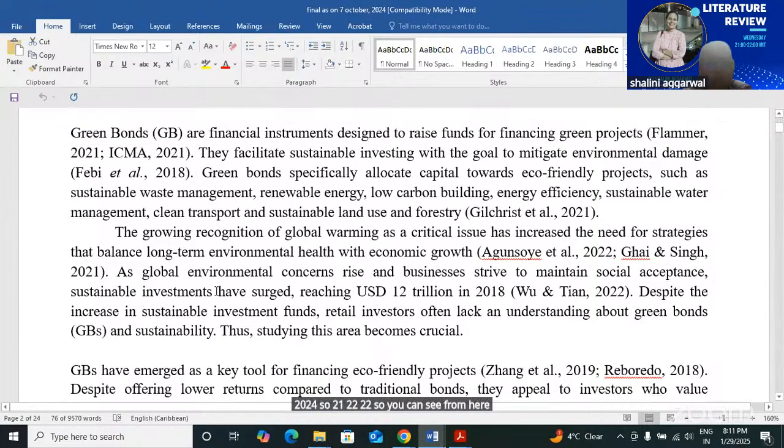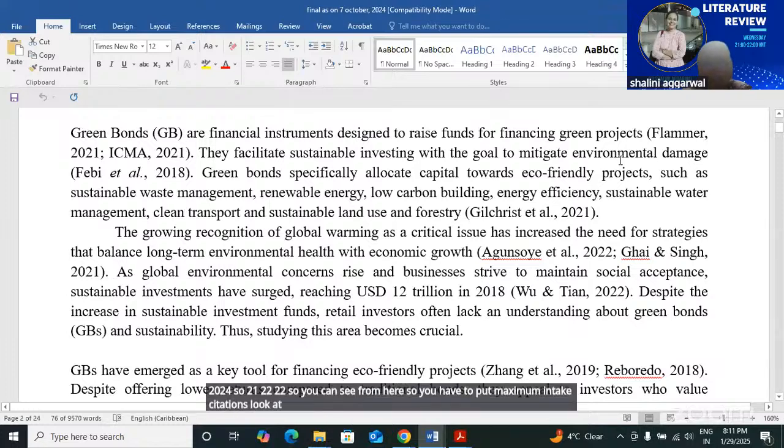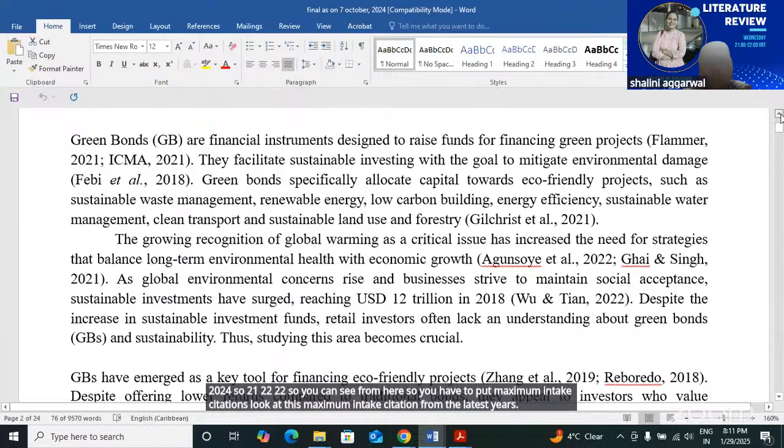So you have to put maximum in-text citations. Look at this, maximum in-text citations from the latest years. So this is also very, very important.